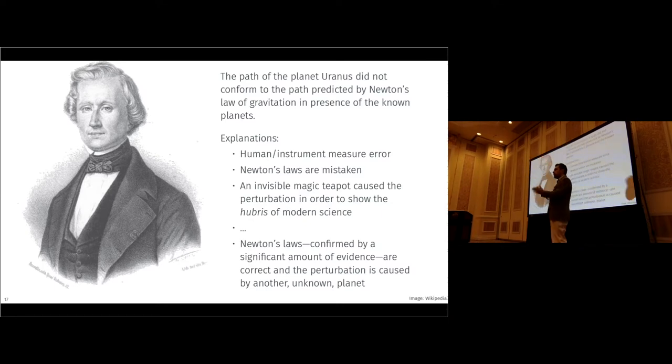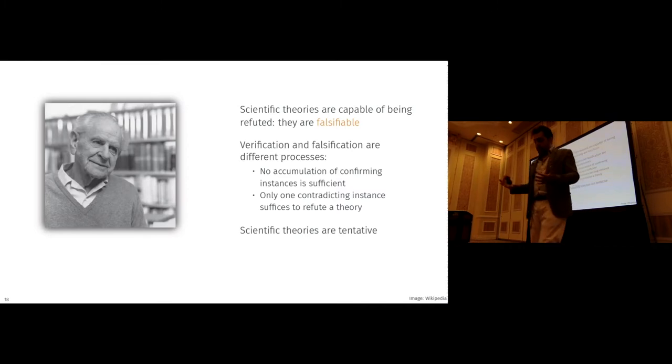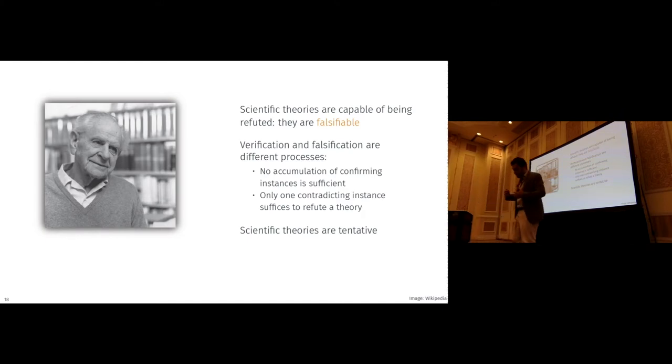He calculated where this planet would have been. He sent the coordinates to colleagues, astronomers in Berlin, who pointed a telescope at that position, and they found a planet. So this is an example of how scientific theories are created. But the nice thing about scientific theories is that a characteristic is that they are falsifiable.